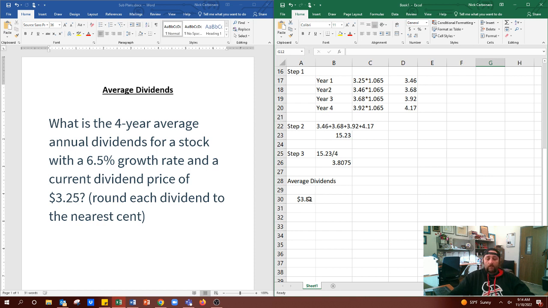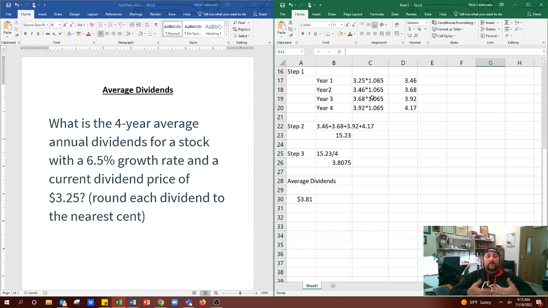As you can see, just to wrap things up, average dividends is 3.81. We found that out by first finding each year's projected dividends for the 4 years stated in the problem. If a problem said 5 or 3, you would adjust the number of years based on the problem, as well as the growth rate. The growth rate isn't always going to be 6.5%. It could be 2%. It could be 3.2%. It could be 1.74%. Whatever it may be, you adjust for these things. Doing it in Excel is a very easy way of doing it, so you're not having to deal with calculators and pencils and paper.